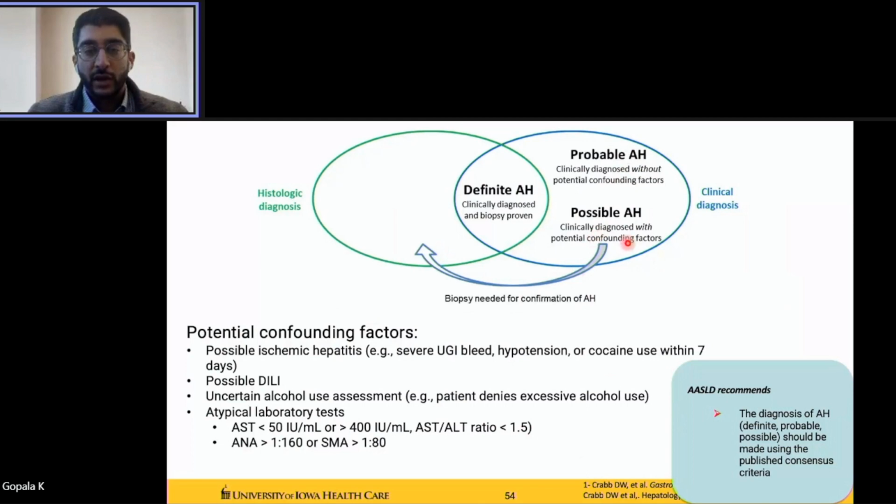If they do, I wouldn't recommend biopsy, but if there's some sort of confounding factors, such as ischemic hepatitis or possible drug-induced liver injury, or the pattern of the liver enzymes and labs aren't fitting, then we could consider it.